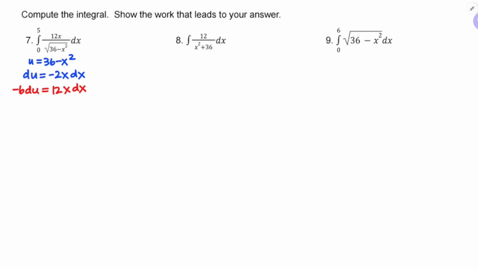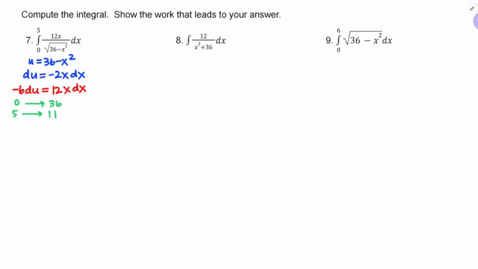When x is 0, u equals 36 minus 0 squared, so u will equal 36. And when x equals 5, u is going to equal 36 minus 25, which is 11. That's going to leave me with a weird number in there, but that's all right. It's not the end of the world.